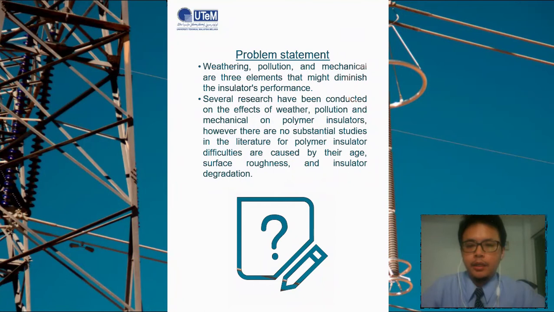Polymer insulators play an important role in medium voltage lines. The electrical performance of polymer insulators is known to be influenced by a number of factors. Weathering, pollution, and mechanical are three elements that might diminish the insulator's performance. Several research have been conducted on the effect of weather, pollution, and mechanical on polymer insulators. However, there are no substantial studies in the literature for polymer insulator. Difficulties are caused by their age, surface roughness, and insulator degradation.